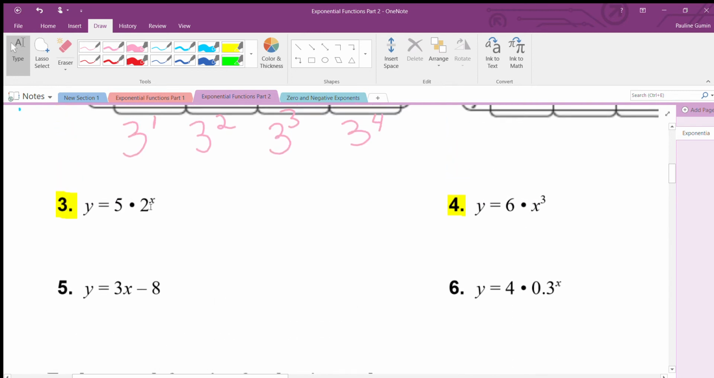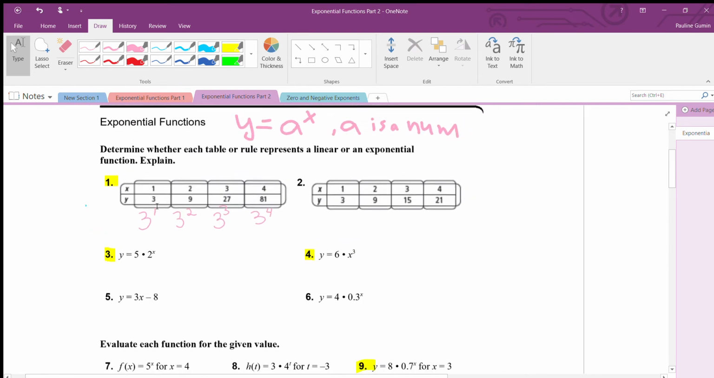Let's continue to number 3. Number 3, 5 times 2 to the x. I'm going to zoom out a little bit, and on top I wrote, we need the a to be a number. So the base of the exponent. The base of the exponent right here is 2. Is 2 a number? Why, yes it is. This is an exponential function. The reason being, we have a base of 2.